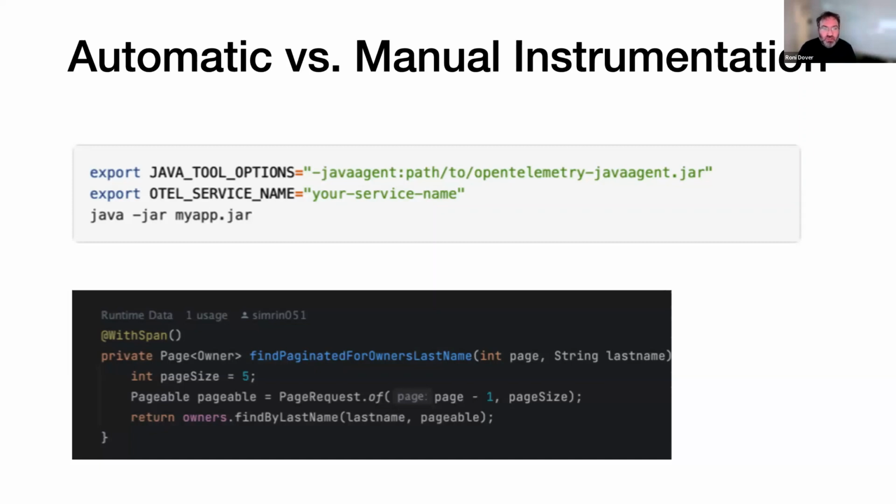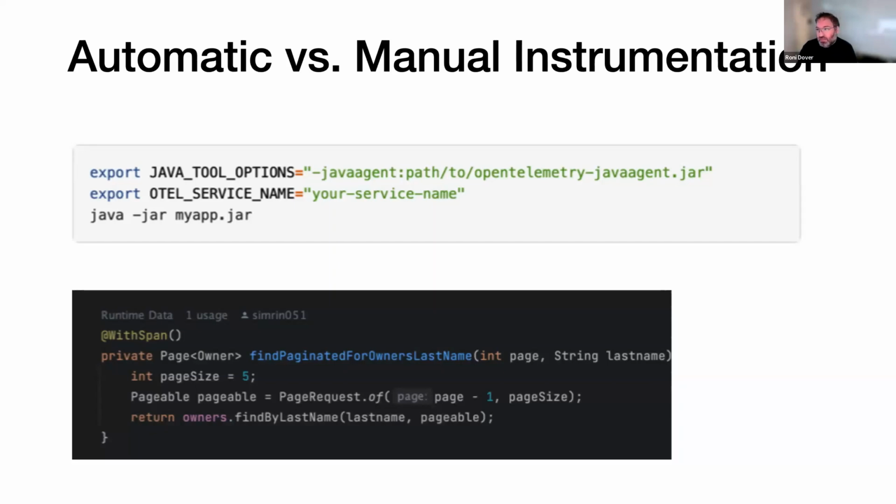Essentially, you set the agent path, you set the service name, basically describing your app, and then you run the app. That's it. Now, if you do want to look at a specific piece of code and add additional visibility, so basically create a span around that function and follow what it's doing and how much time it takes and so on, you can add the WithSpan annotation that comes with OpenTelemetry. That does require adding an additional dependency, and that will immediately instrument your functions.